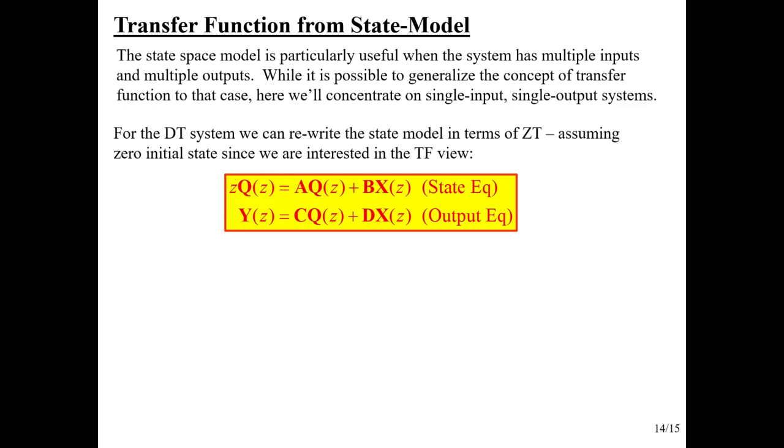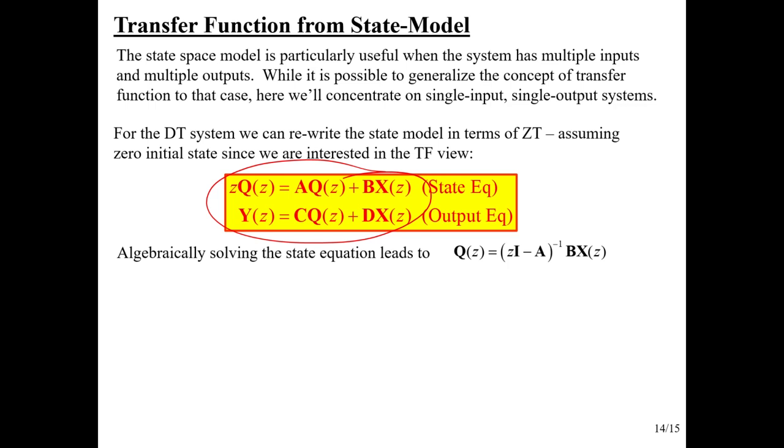So remember that was E times Q of N. Now we get Z times Q of Z, and everything else just transforms straightforwardly. So now we have our state equation and our output equation, but in the Z domain. So it's kind of a mixed model at this point.